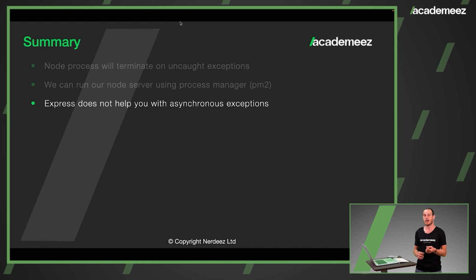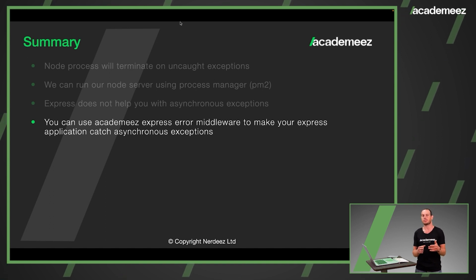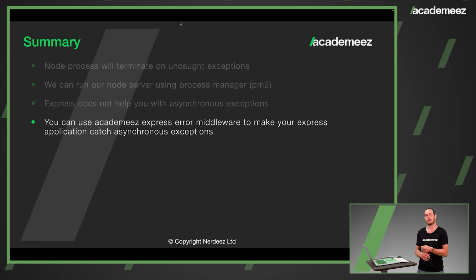We saw that Express does not really help you with asynchronous errors. Express does not help you if you have an uncaught promise rejection, an uncaught event emitter, or an error-first callback where you do not deal with the error. You can, however, install the Academeez Error middleware, which will basically give your Express support for asynchronous errors. It will help you catch promise rejection, event emitter, and error-first callback errors, and transfer you to Express error middlewares. So in case you do want Express support for asynchronous errors, feel free to try our middleware.